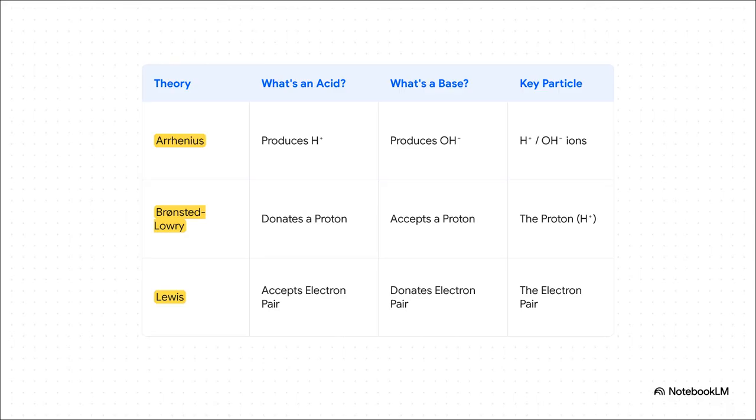So let's just quickly trace our journey. We started with Arrhenius, which is great, super simple, but it's stuck in water. From there, Bronsted-Lowry expanded the rules by focusing on that proton so it works anywhere. And then finally, Lewis gives us the biggest, most comprehensive view by focusing on electron pairs, which covers reactions the other two couldn't even touch. You see how each new theory sort of swallows the one before it?